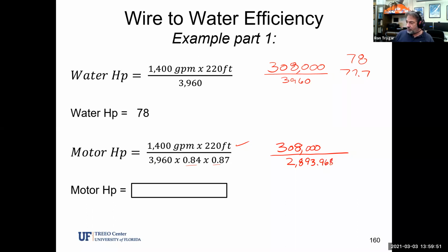2,893.968. So I'm going to leave that number just the way it is, and we'll do our rounding here and see what we get. So the motor horsepower is 308,000 divided by 2,893.968. And I've got a motor horsepower. Looks like I got 106. Let's see what the answer is showing here. Here we go, 106. There's our motor horsepower. So that checks out good. So far, so good. Looks like we got everything we need.